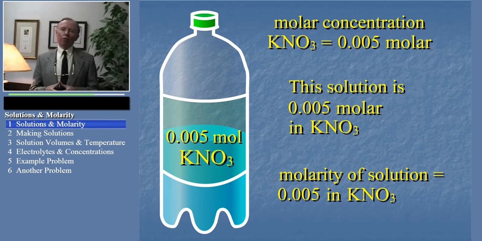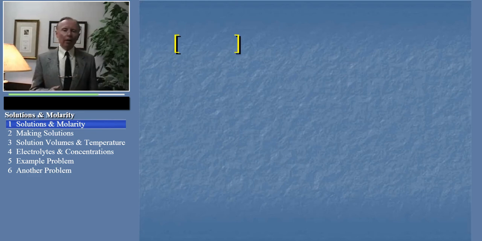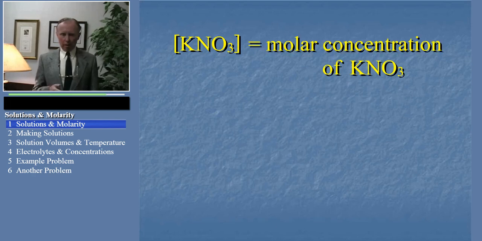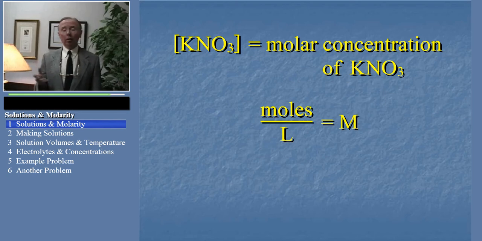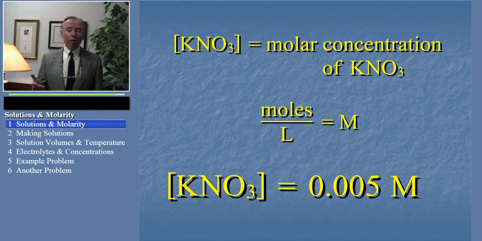Now, as usual, we have shorthand ways of writing this information. First, we can use square brackets to signify molar concentration. For example, this symbol, potassium nitrate in square brackets, means the molar concentration of potassium nitrate. And the unit, moles per liter, is written capital M. So in our example case here, we would write this, and we would read it: the concentration of potassium nitrate is 0.005 molar, or in other words, 0.005 moles per liter.